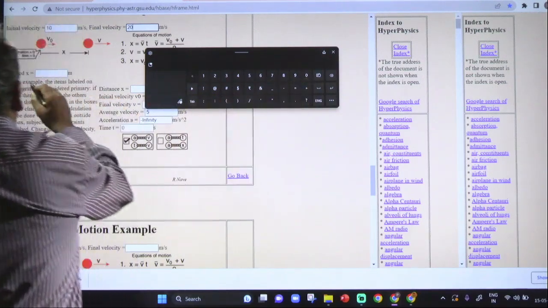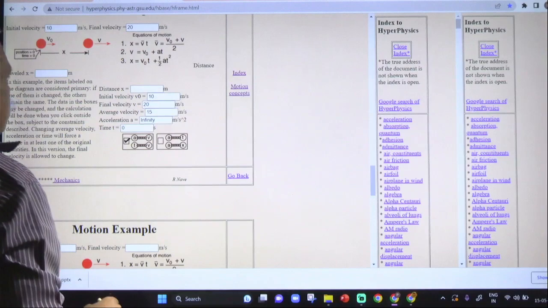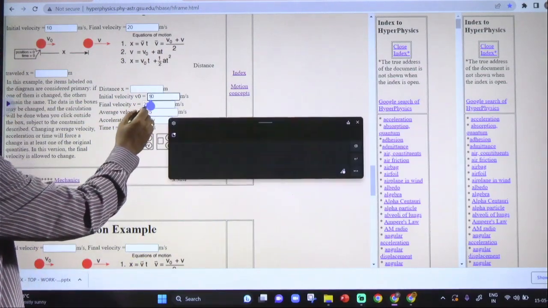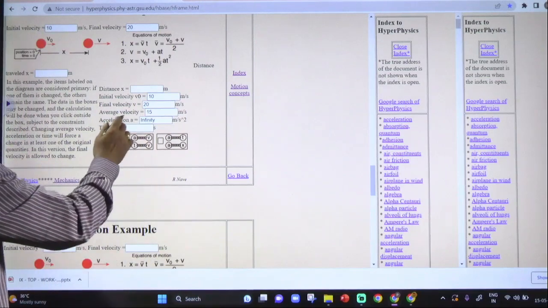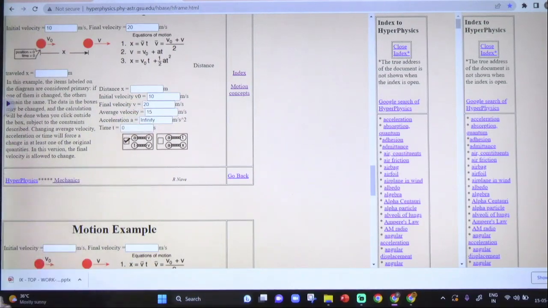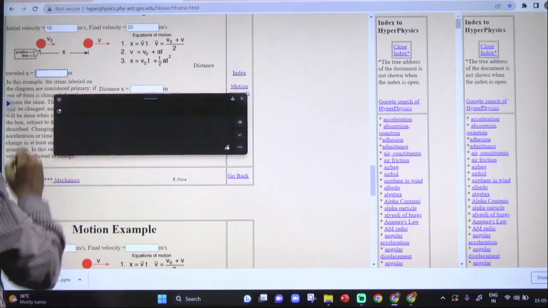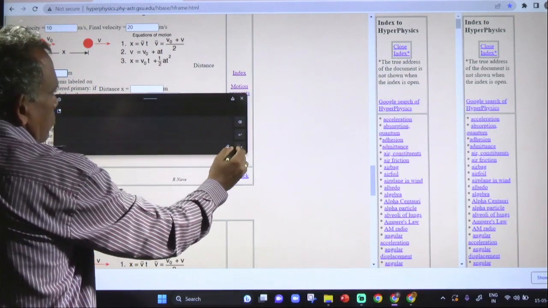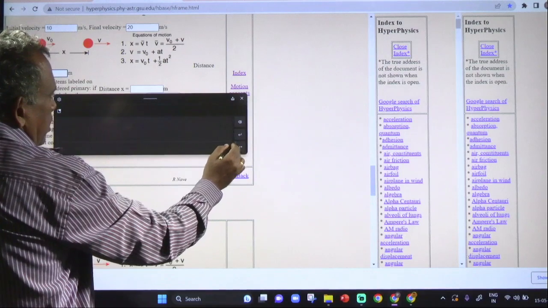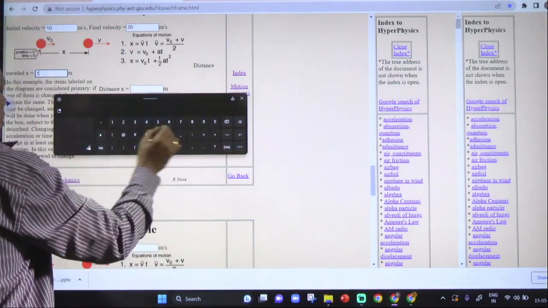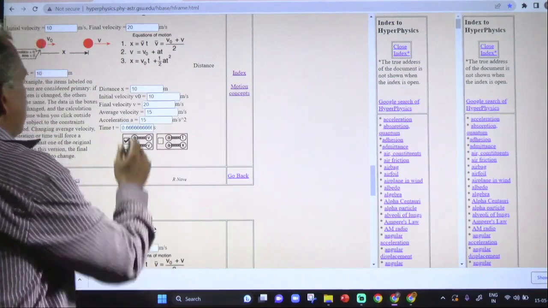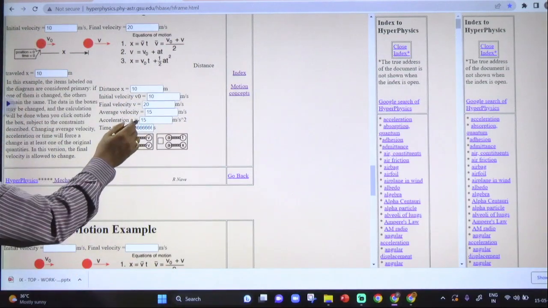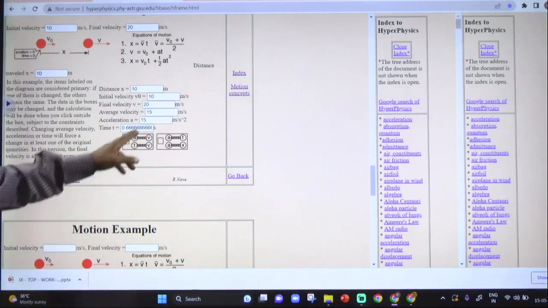Then what will be the distance travelled? See, initial velocity is 10, final velocity is 20. So the average velocity is 15. But if you give the distance value, let us say it has travelled 10 meters, then acceleration will be 15 meters per second square.